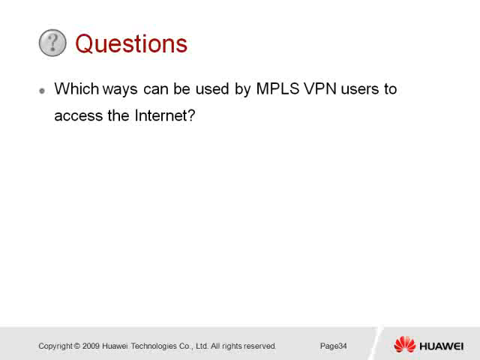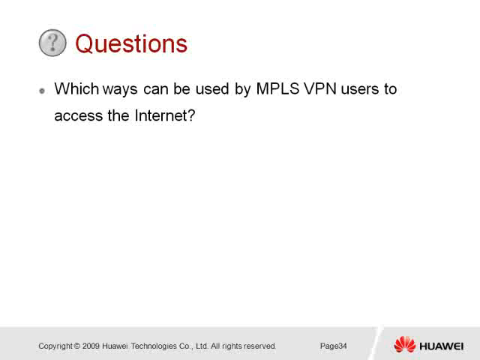We have finished this course. I think all of you can understand how MPLS VPN users access the Internet. Now, there is a simple question. Which ways can be used by MPLS VPN users to access the Internet? 3 ways, okay?